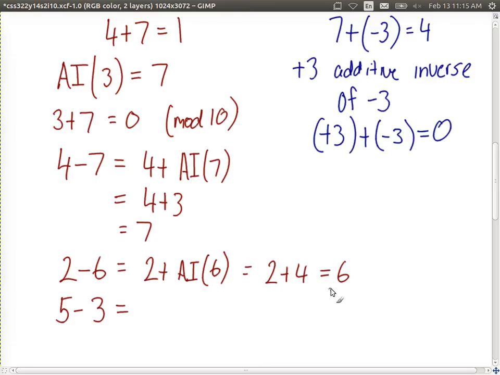And now, for brevity, I omit writing the mod 10 in all this. So it's all mod 10. 5 plus the additive inverse of 3. And we've found that before as 7. So 5 plus 7 is 12, which is 2, and again, I'm lazy, I don't write the mod 10.